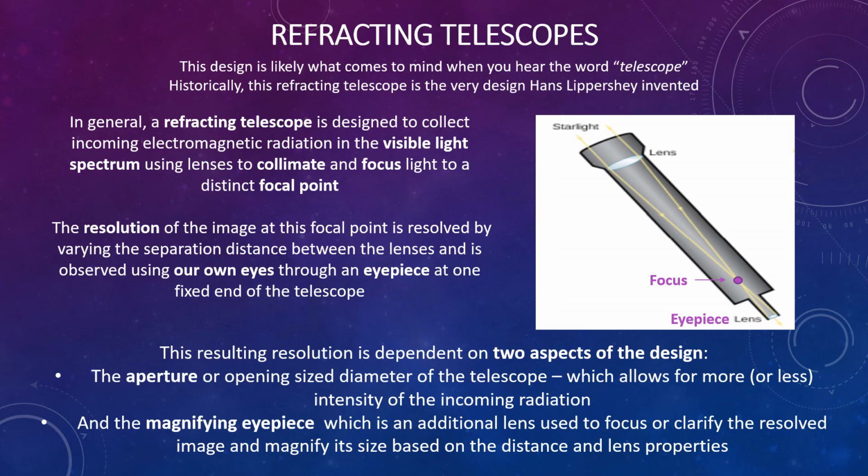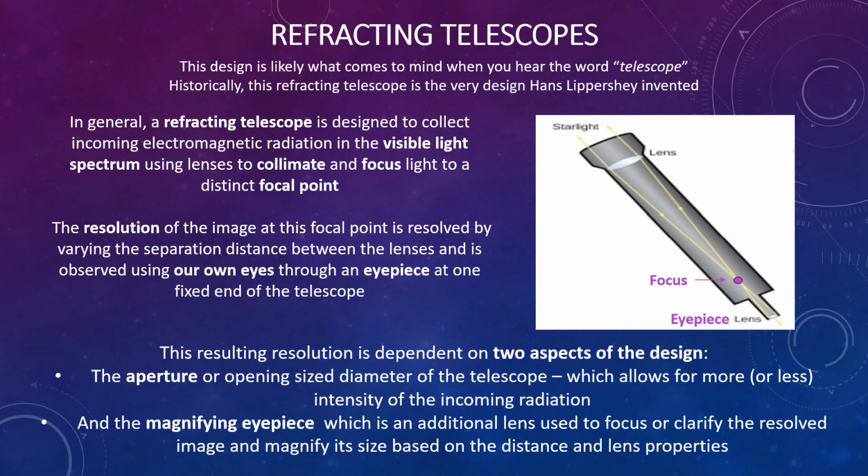The resolution is dependent on two aspects of the design: the aperture, which is the opening size, the diameter of the telescope, that front end where the lens is. So the larger it is, this allows more light and more intense light to come in, and the smaller would mean less light and less intense light.